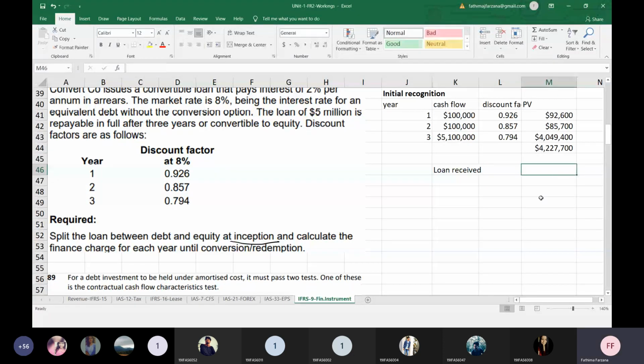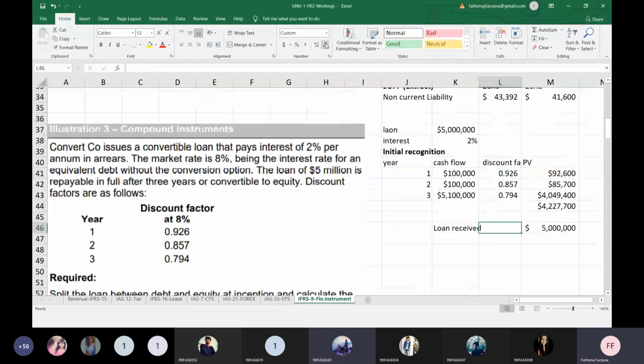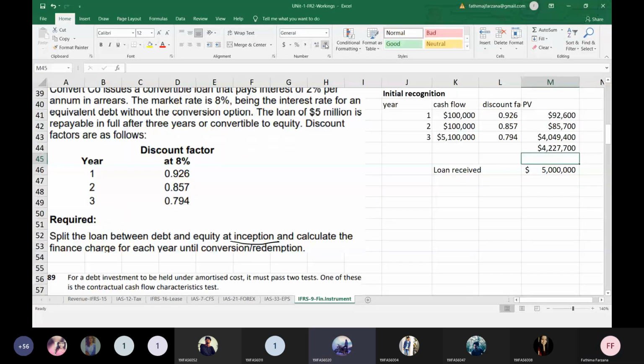Loan received is 5 million. Ma'am, 5 million minus the PV value. Exactly, 5 million minus the PV value. This is a balancing figure. 772,300 is your equity value.